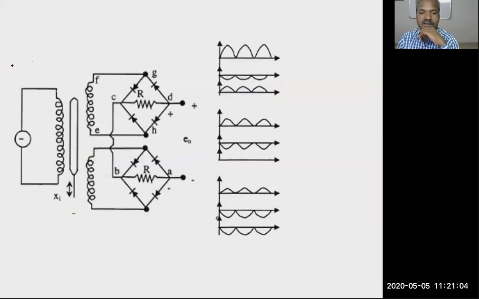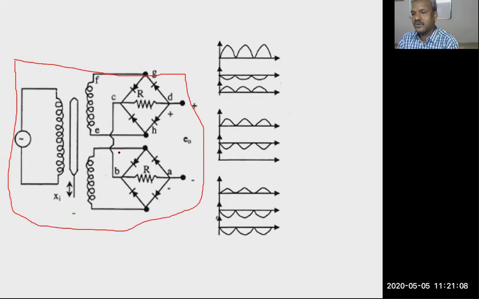So this is the phase sensitive demodulator circuitry. Very simple. There are 2 bridge rectifiers connected in this fashion. So this is primary, this is secondary, 2 secondary connected across these 2 bridge rectifiers. Okay, this is the load.